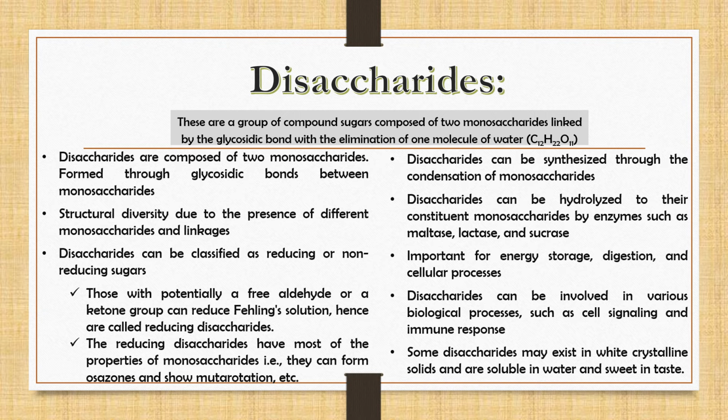Disaccharides. These are a group of compounds. They are sugars composed of two monosaccharides linked by a glycosidic bond with the elimination of a molecule of water. So they generally have a formula of C12H22O11. Disaccharides are composed of two monosaccharides.